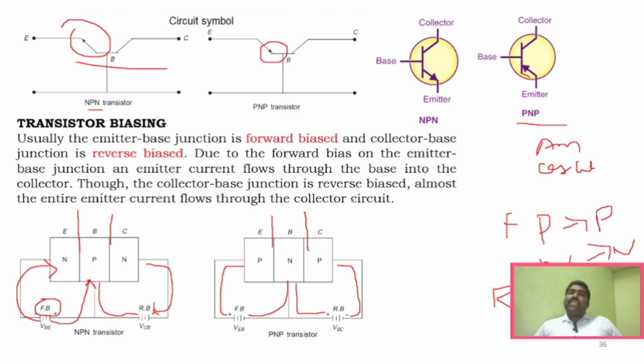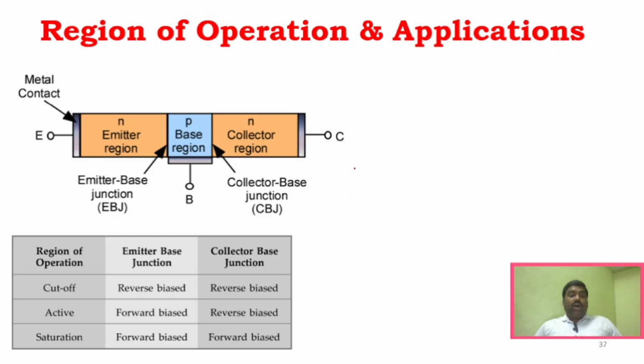Biasing the transistor is very, very important, because depending upon the biasing we can have different applications of the transistor. I have already explained these terminals: the emitter is highly doped, the base region is lightly doped, and the collector is moderately doped, and you have two junctions here, the emitter base junction and the collector base junction, right? For the working of the transistor, you have to understand three different regions: the active region, the saturation region, and the cutoff region.